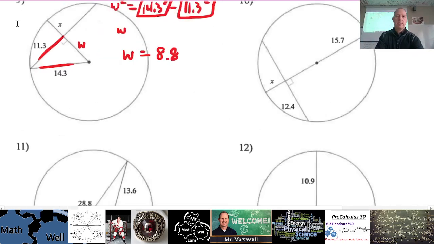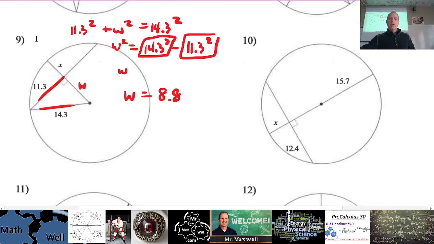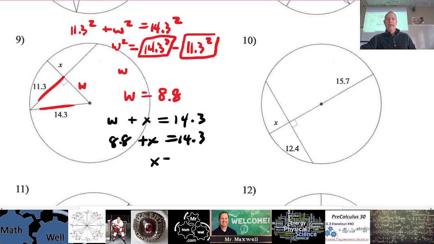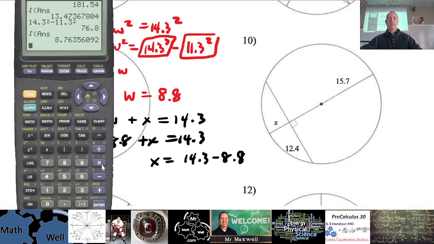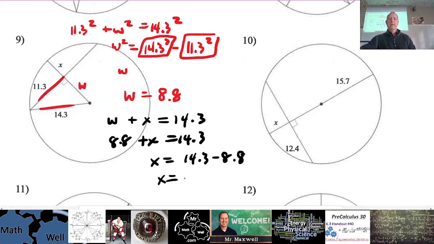Let me zoom back in here. So I know that W plus X has to equal 14.3. So 8.8 plus X equals 14.3. X equals 14.3 minus 8.8. You might be able to do that in your head. Congratulations if you can. You don't have to though. So 14.3 minus 8.8. Let's see what that is. 5.5. So X equals 5.5.